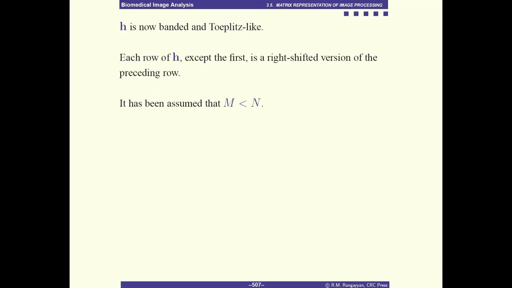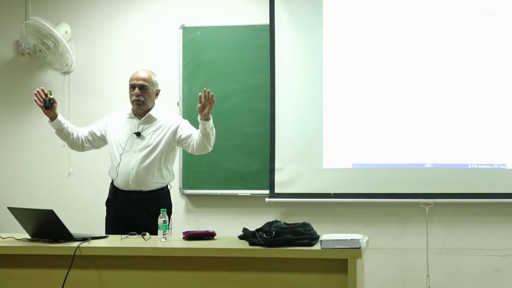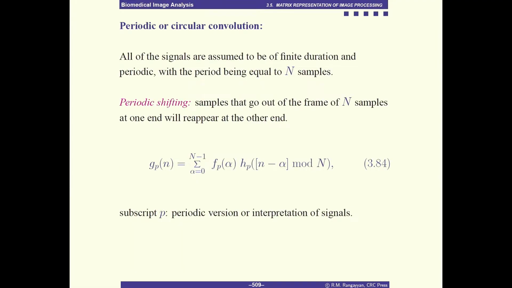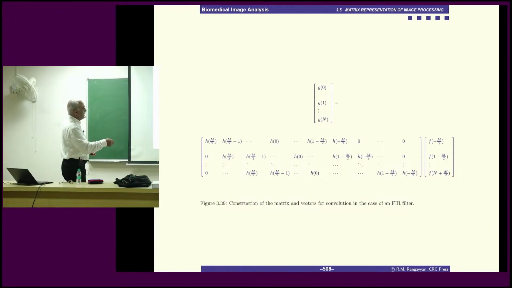So H is now said to be banded and Toeplitz-like. Each row of H except the first is a right shifted version of the preceding row. And M is less than N. FIR filter has a short impulse response. The input could be much longer, and the output. So this is banded in the sense there are zeros there, there are zeros there. These are not diagonals, but the same values occur in bands. And each row is a right shift. The same values occur here, but with a shift to the end here.